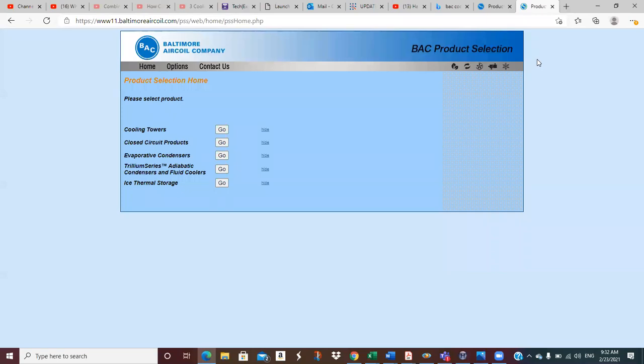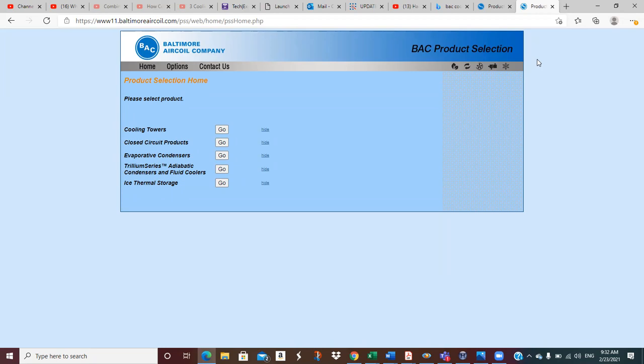To get to this, it's just the Baltimore Air Coil, or BAC, cooling tower selection program or equipment selection program, something like that. And you'll come up with a login. If you put my email address, gcunningham@tntech.edu, and then our course, capital M, capital E, 4220, that's the password. And it'll bring you right to this screen.